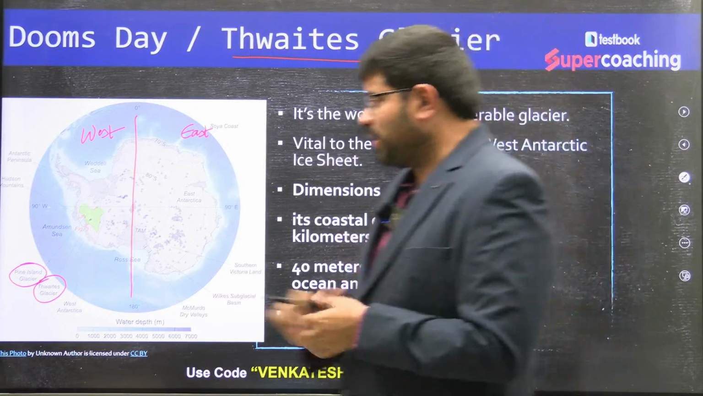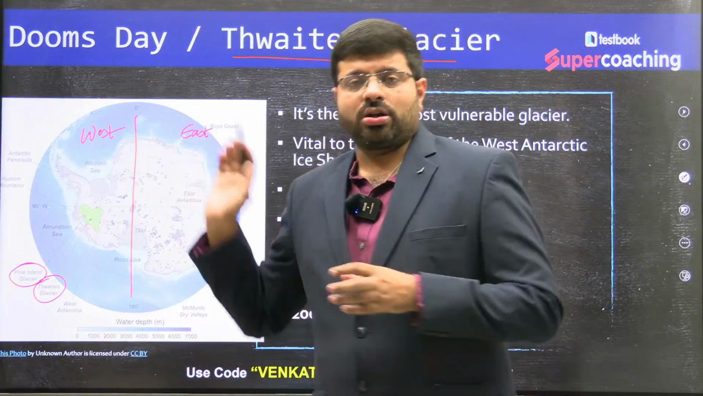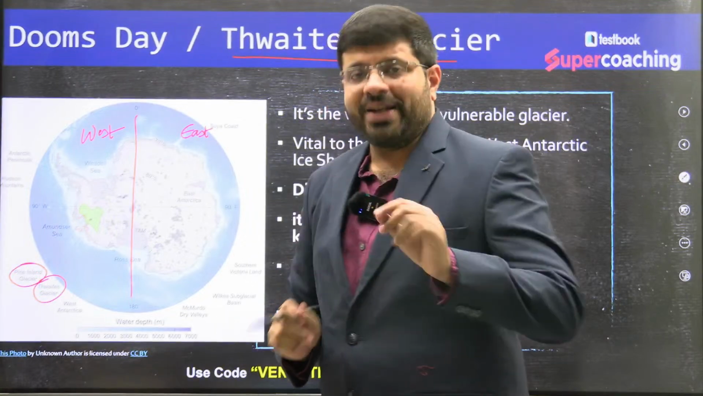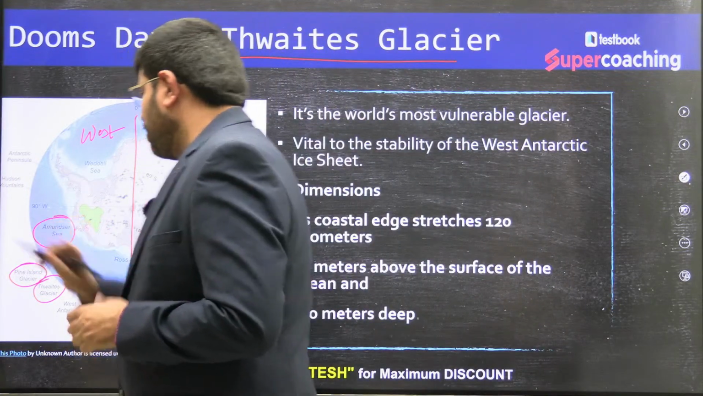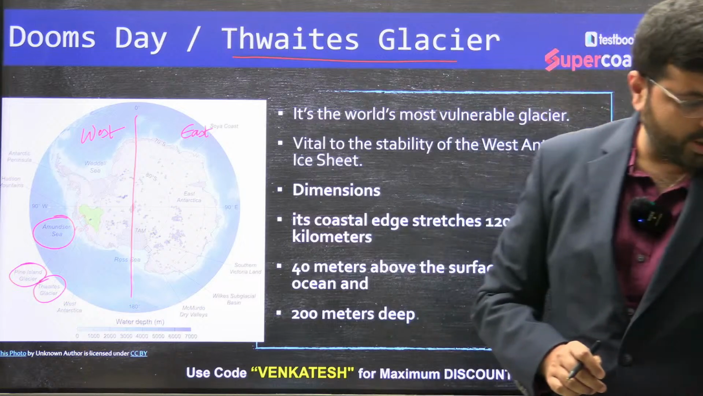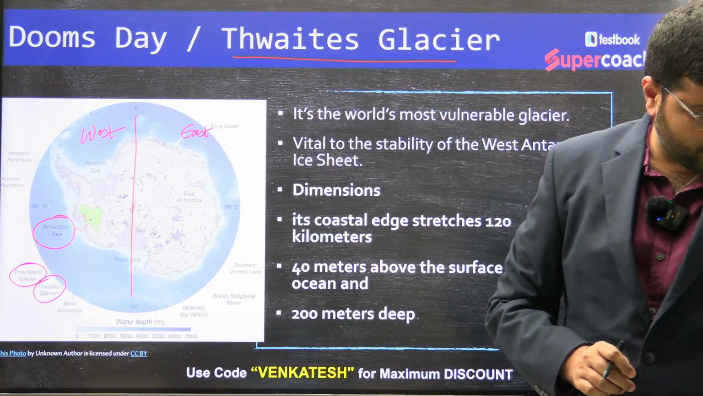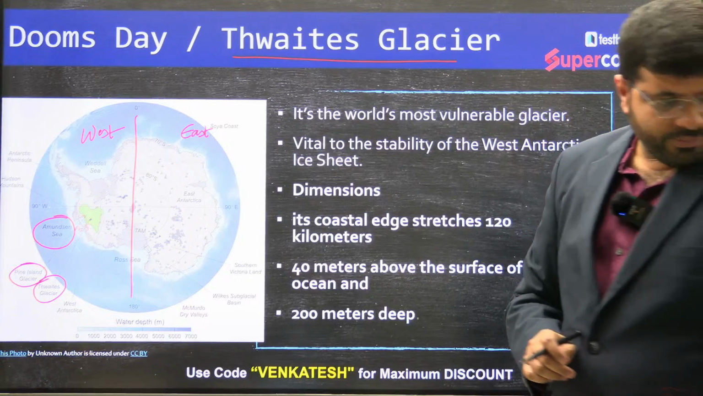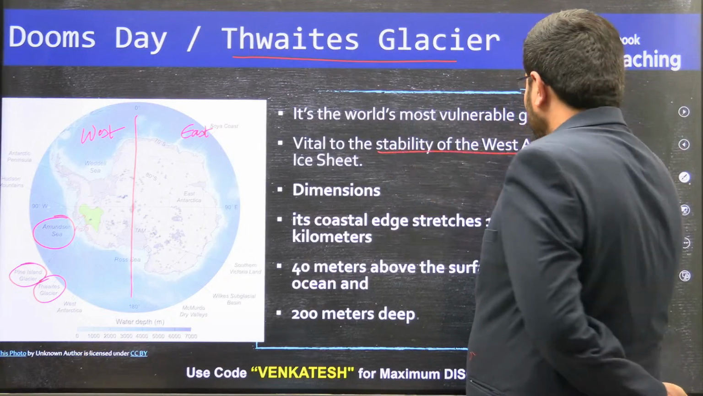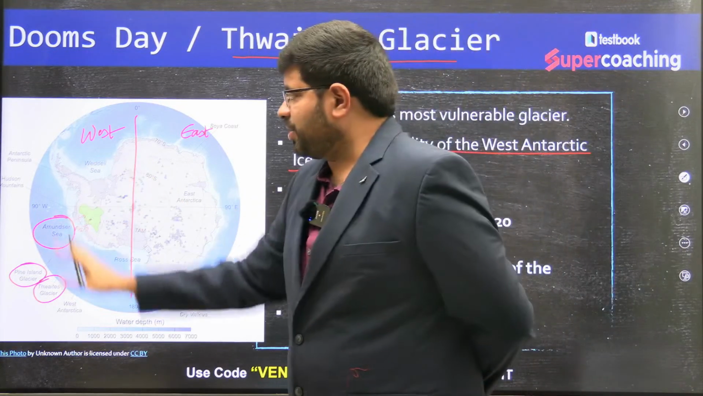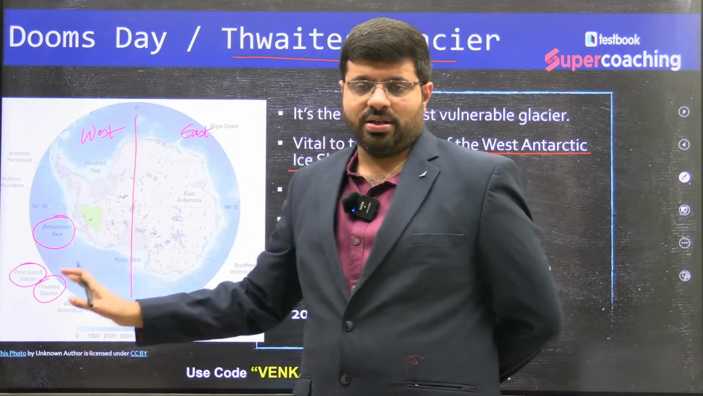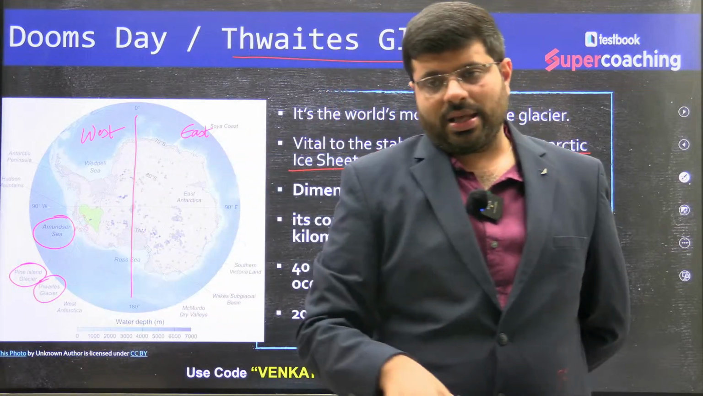If you see the location, the Doomsday Glacier or the Thwaites Glacier is located in the West Antarctica region of a minor sea called Amundsen Sea. This minor sea's name can also be very important considering its significance. Then you see that it is vital to the entire stability of the West Antarctic ice sheet. There is a huge, humongous ice sheet over the entire region of West Antarctica, and this forms the base, and this is vital.